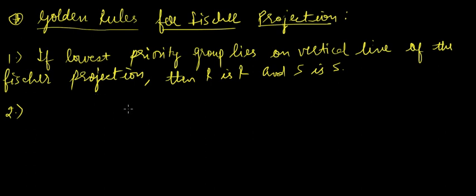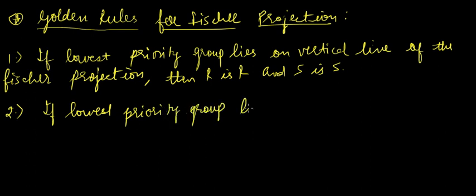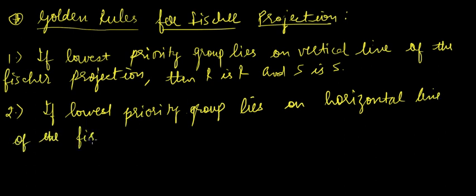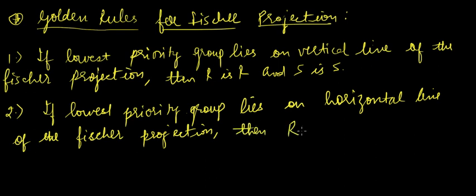Okay, so if the lowest priority group lies on the horizontal line of the Fischer projection, then R becomes S and S becomes R.